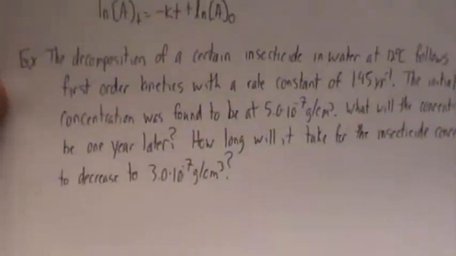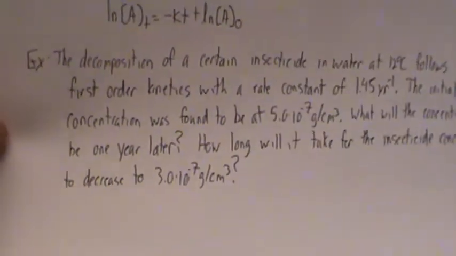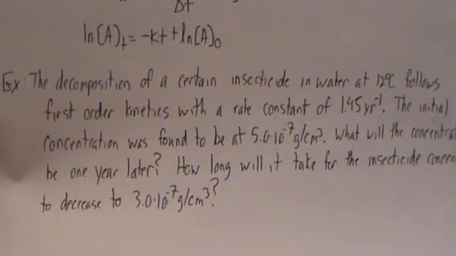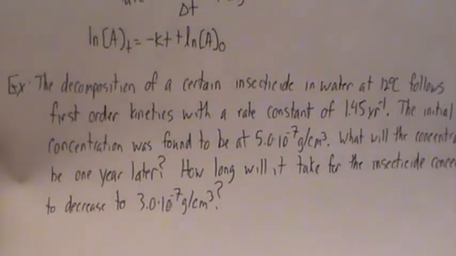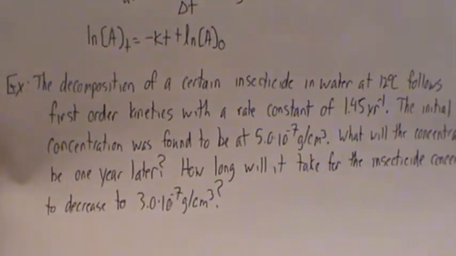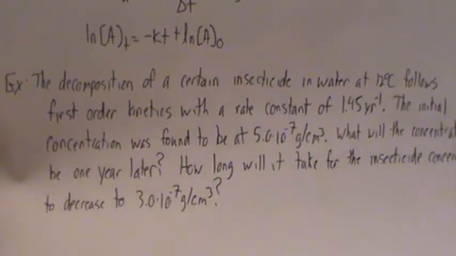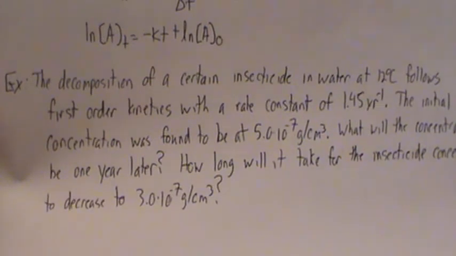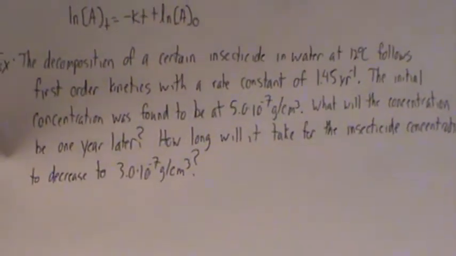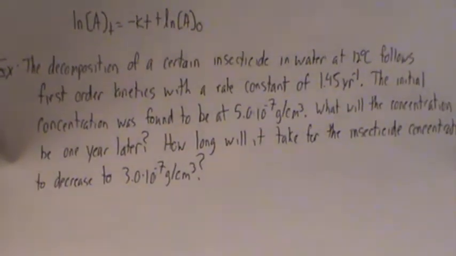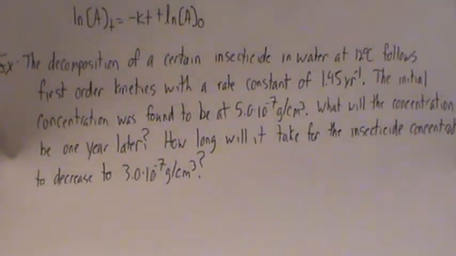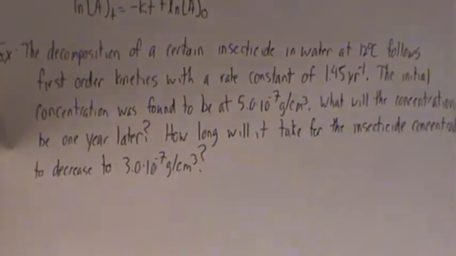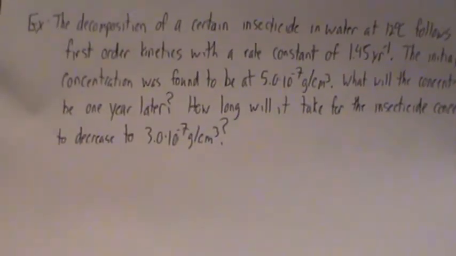So let's look at an example of using first order. It says the decomposition of a certain insecticide in water at 12 degrees Celsius follows first order kinetics with a rate constant of 1.45 per year. The initial concentration was found to be 5.0 times 10 to the negative 7 grams per cubic centimeter. What will the concentration be 1 year later? How long will it take for the insecticide concentration to decrease to 3.0 times 10 to the negative 7 grams per cubic centimeter? So two questions in this one.